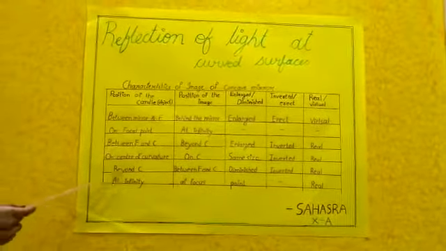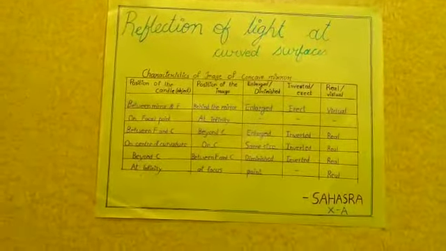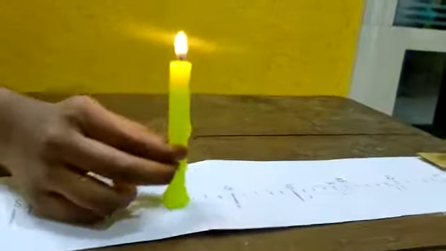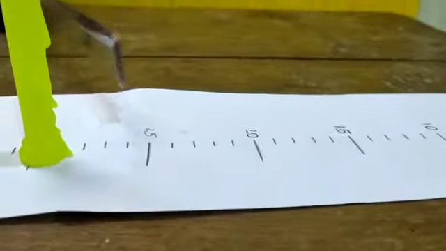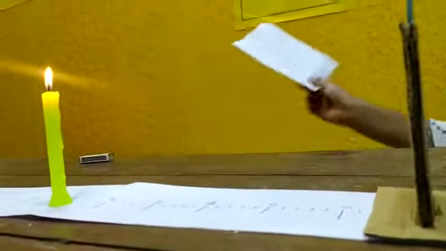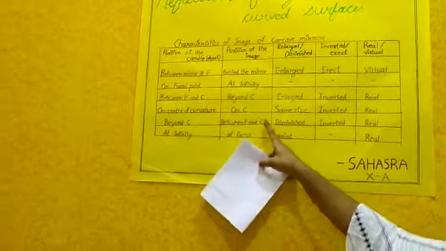Next, the object is beyond C, that means beyond center of curvature. As we can see here, I am keeping the object beyond C. Here 20 is the center of curvature, so I have kept it beyond 20. When the object is beyond C, the image will be between focal point and the center of curvature. So the image should be formed between F and C.